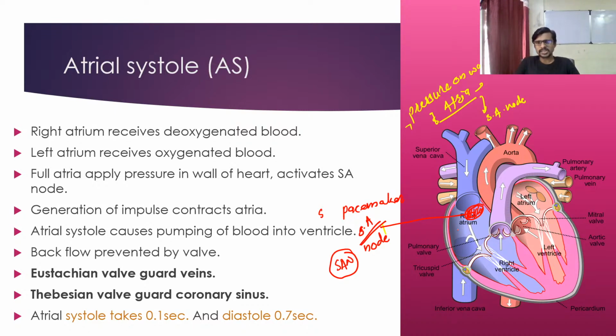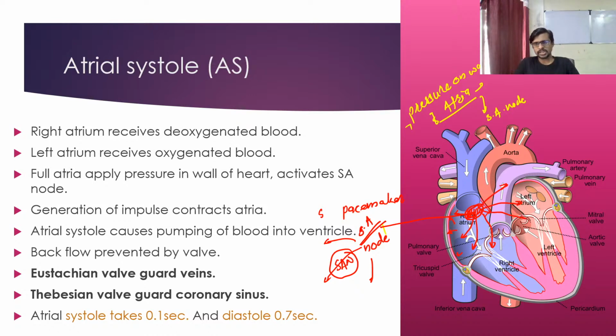When pressure is applied on the wall of the heart, it will activate the SA node at the bottom of the superior vena cava, and this SA node emits the impulses. Now it is radiating the impulses from a part of the right atrium, and let's see how it is moving toward the different parts.